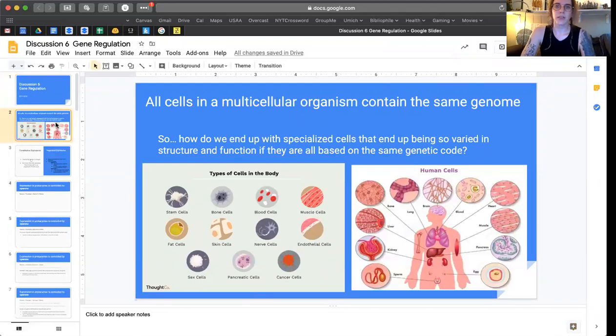So we know that in a multicellular organism, all of the cells that are located in the organism contain the exact same genome. And so when we think about the different types of cells that we have in our human body, that can seem a little weird because we look at the structure of a muscle cell, for example, and it looks super different than a nerve cell or a cancer cell or a blood cell or any of these types of cells. And so how can it be possible that they have such different structures and functions if they're all based off of the same genetic code? And the answer to that is gene regulation.